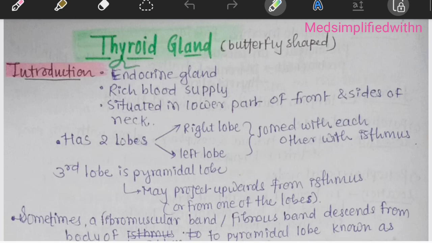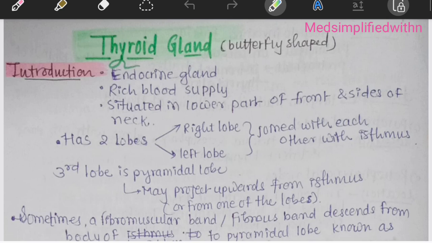The answer is the thyroid gland, one of the smallest but most powerful endocrine glands in the human body. It controls your metabolism, growth, body temperature, heart rate, and even brain development. In the next 10 minutes, I will explain the thyroid gland from its anatomy to clinical conditions like hypothyroidism, goiter, and Graves' disease, all with simple diagrams and easy concepts. By the end of this video, you will never forget the thyroid gland again.